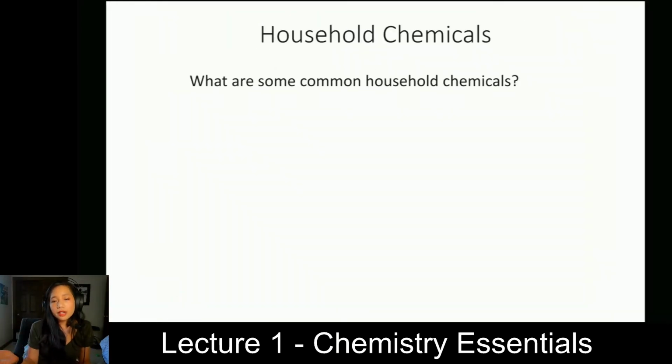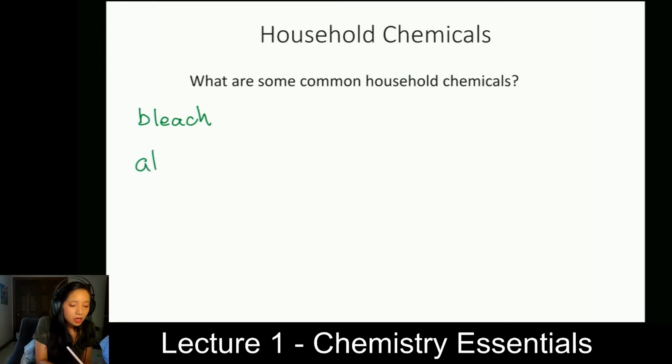Let's do a thought experiment and think about some household chemicals that we use on a day-to-day basis. Something off the top of my head, something like bleach. You and I use bleach to whiten our whites before we put them into the laundry. But you and I know if you were to ingest bleach, especially a lot of it, it would be very detrimental to our bodies. That's why there are safety caps on things like household bleach.